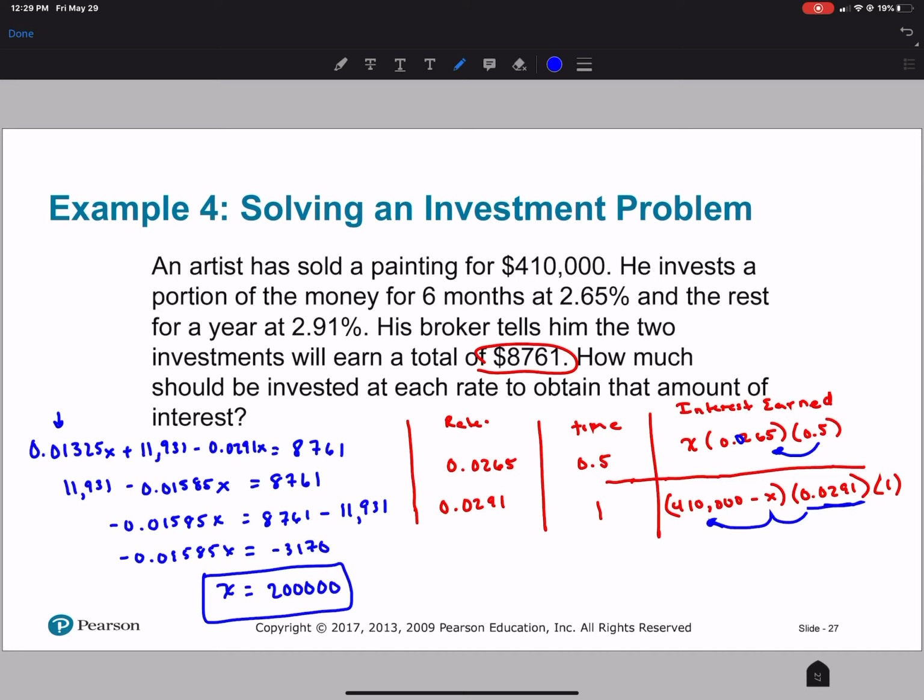So your first investment would be your 200,000. Then your second investment, so I say x2, which is your second investment, would be 210,000, right? Because all you do is subtract the 200,000 from your $410,000, and that's how you get this. So just keep that in mind.